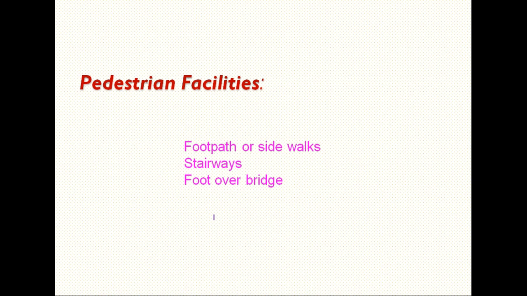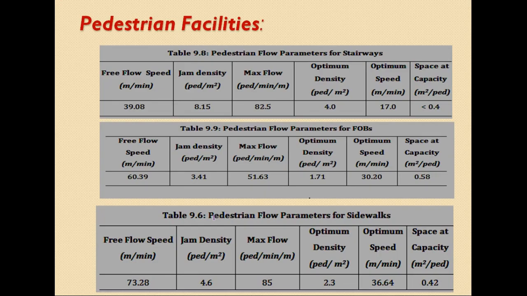The next chapter is pedestrian facilities, and here we have considered 3 facilities under different land use pattern: footpath or sidewalks, stairways and foot over bridge. Now these are the pedestrian flow parameters for three types of facilities: for stairways, for FOB, and for sidewalk.